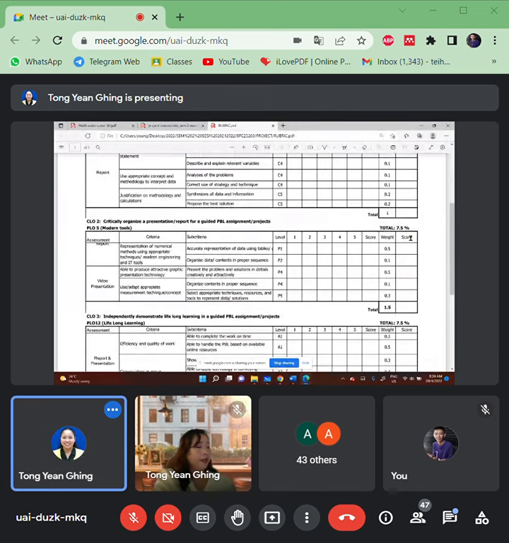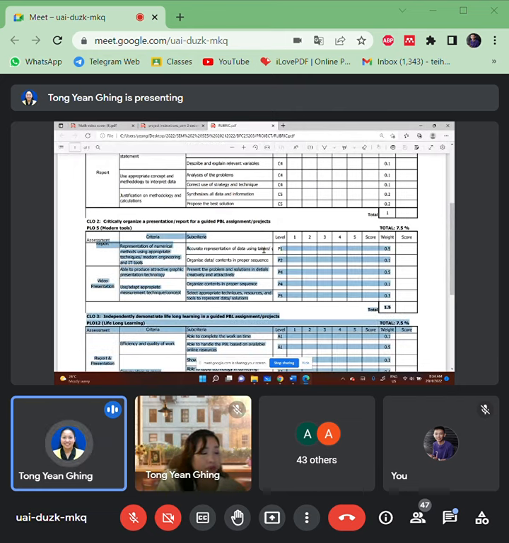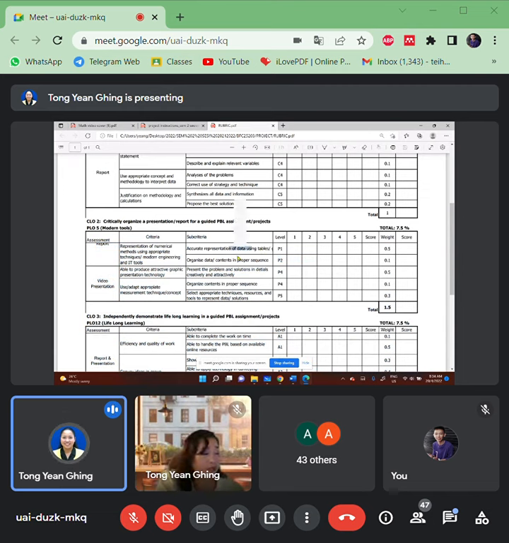Okay, 7.5 marks will be based on CLO2: critically organize a presentation or report for a guided PBL assignment or project. So this is a project now. In the report, you have to present numerical methods using appropriate techniques or modern engineering IT tools. You have to present the data using tables or any relevant figure, and organize the data or content in a proper sequence.